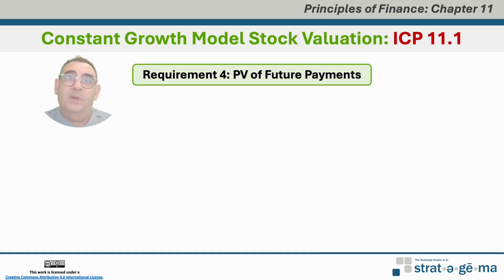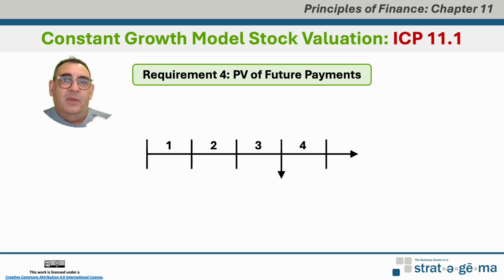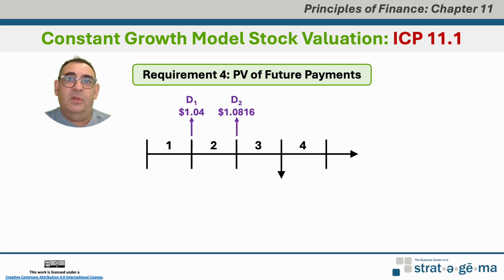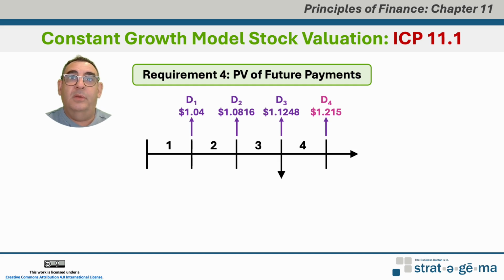Requirement 4 is asking us for the present value of the future payments. So let's draw a timeline so that we know exactly what we're dealing with here so we don't get confused. We have a 4-year timeline here. Our first dividend D1 is $1.04, D2 is $1.0816, D3 is $1.1248, and D4 would be 1.1248 49 times 1.04.